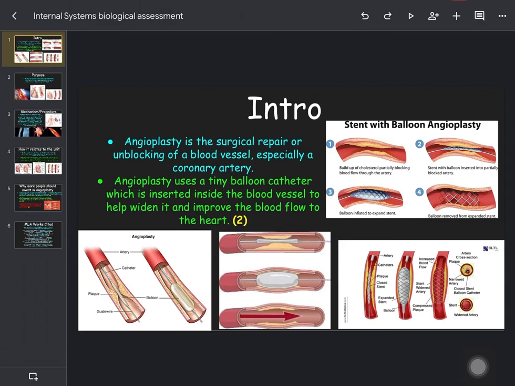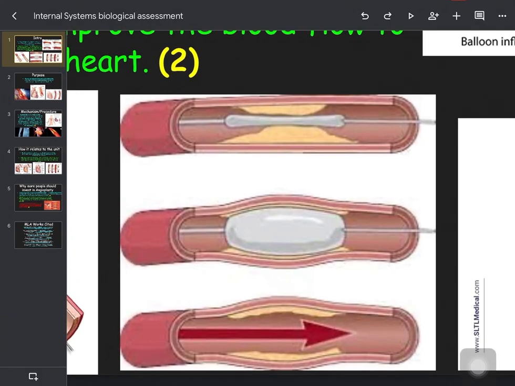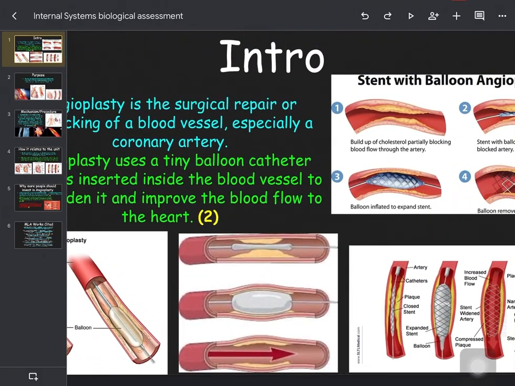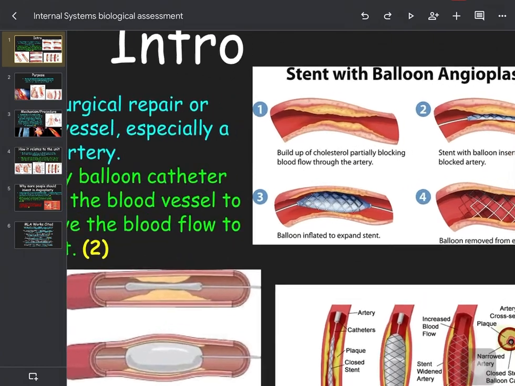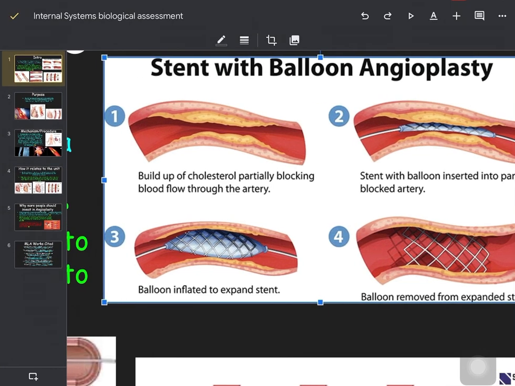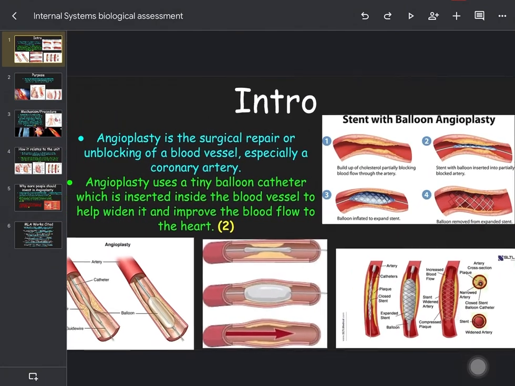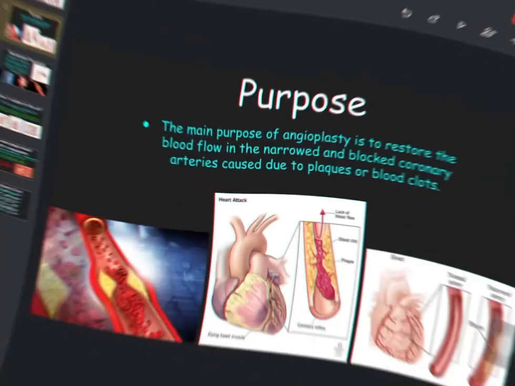And there are mainly two types of angioplasties. The first one is called the balloon angioplasty, which involves a balloon-like structure attached to a needle, and the second one is called the coronary stent angioplasty, which also involves a balloon and a needle, but it's covered with a wire mesh. And you can see that this is an example of coronary stent angioplasties, and we will discuss both of these angioplasties further on in the presentation.